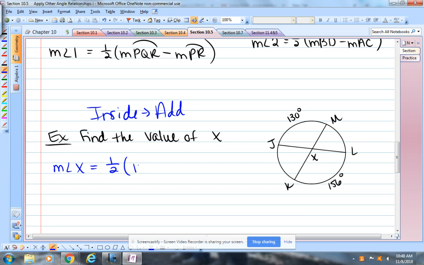So 130 plus, that's how we set up our problem. We're going to add the two arc measures, then take a half of it. So what is 130 plus 156? 286 degrees. And what's half of that? 143 degrees. So X is 143 degrees. Pretty simple. If it's inside, we add them and take a half. Outside, we subtract the arcs and take a half.